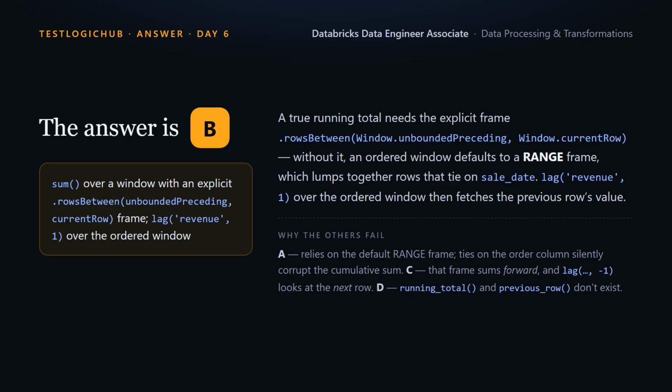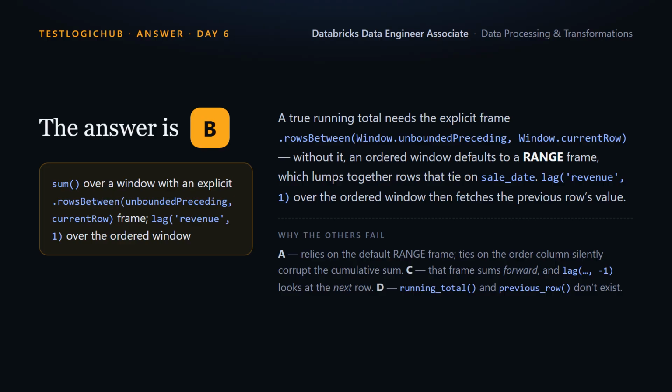The answer is B. A true running total needs the explicit frame, rows between unbounded preceding and current row. Here's why option A is the sneaky one. Without an explicit frame, an ordered window defaults to a range frame, which lumps together every row that ties on sale date. 2 sales on the same date, your cumulative sum silently goes wrong.